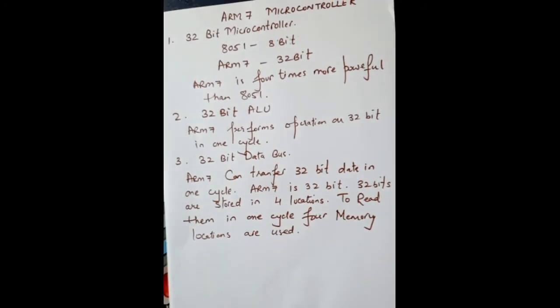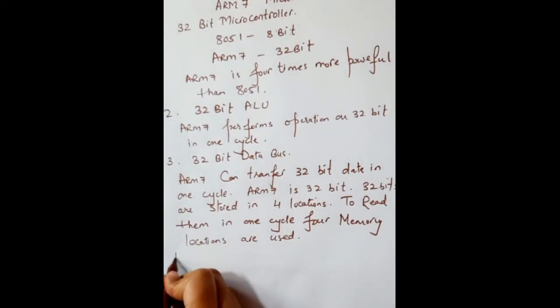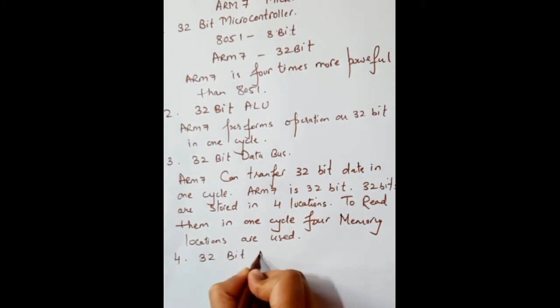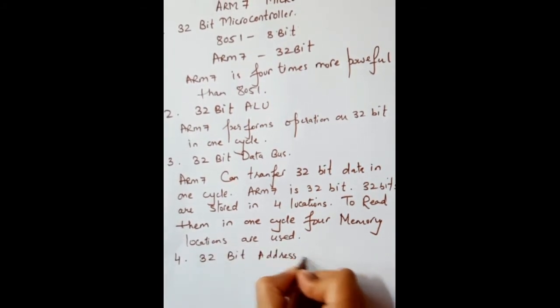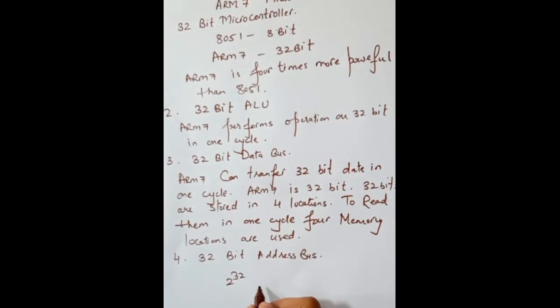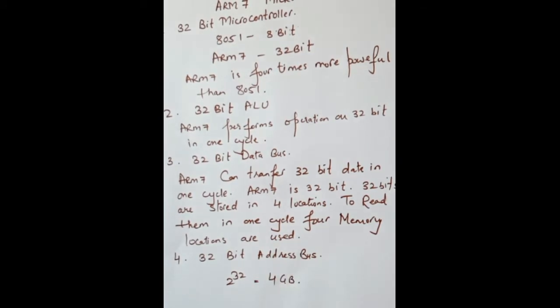Thirty-two bits of data can be transferred using the data bus. These 32 bits are stored in 4 locations. So to read them in one cycle, 4 memory locations will be used. A 32-bit address bus will be used. If the address bus is 32-bit, then 2 raised to power 32 means 4 GB of memory can be accessed by the ARM7 microcontroller.